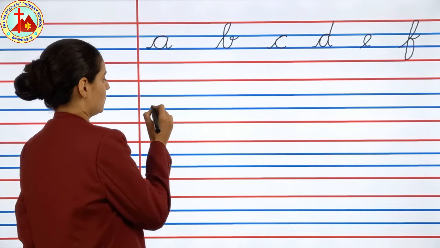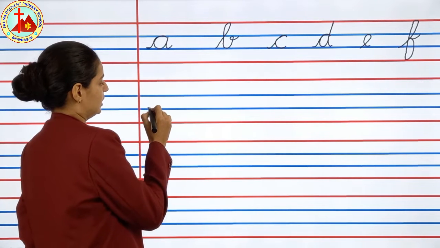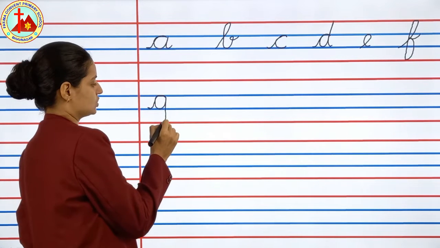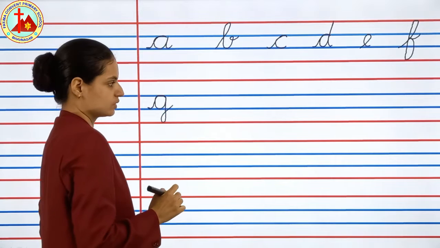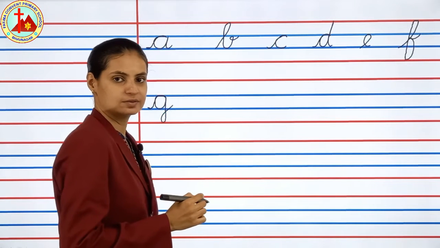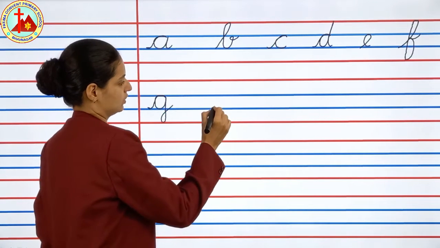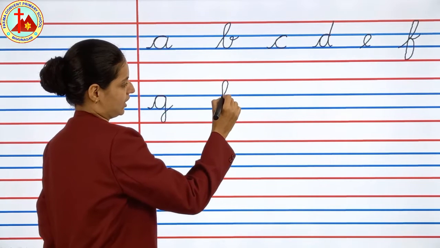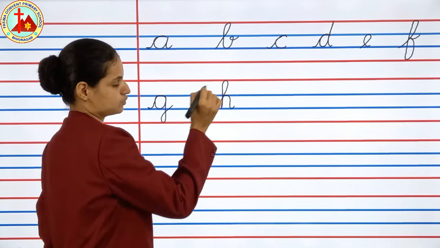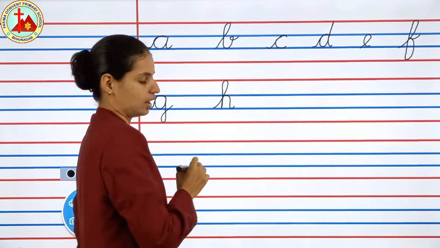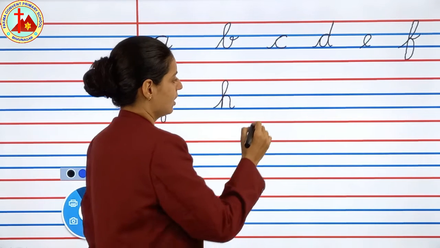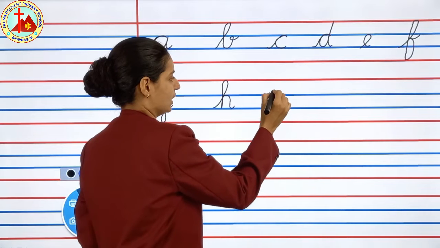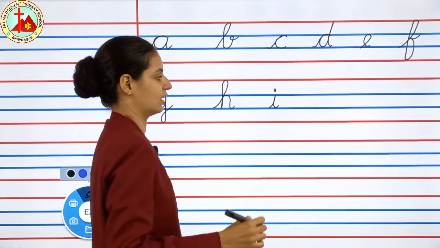G. So write G near this red line. G. Touch the bottom red line. G. After G, which is the next letter? H. H you have to touch at the top red line and the loop should be there at the top. After H, the next letter is I. I we have to write in the blue line and put a dot on I.